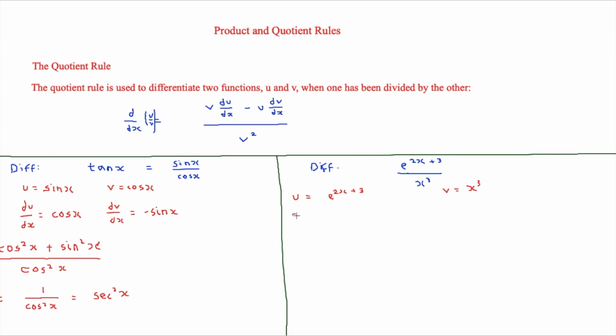Therefore, du over dx is going to be equal to 2e to the 2x plus 3. If you don't understand how we've got that, watch my previous video on logarithmic functions and how you differentiate that. Then this is just simple differentiation for this one, so dv over dx will go to 3x squared.